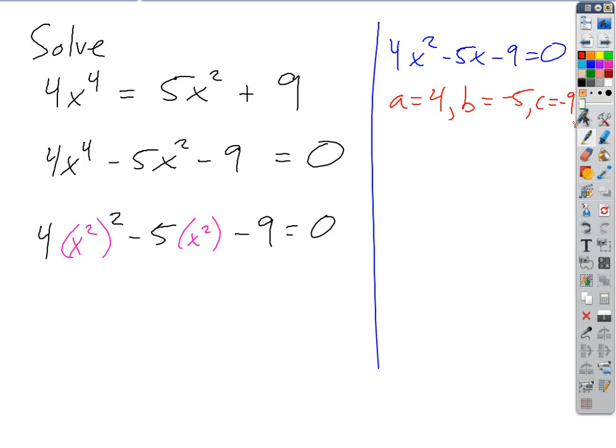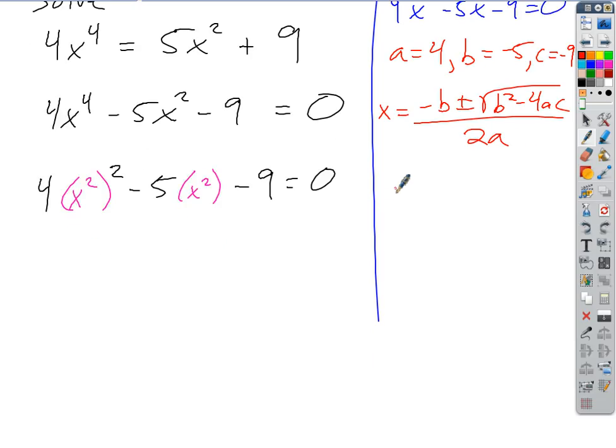So we could use our quadratic formula, right? x equals negative b plus or minus the square root of b squared minus 4ac. If we plug that stuff in, we get an answer. x equals -b, which would be +5, plus or minus the square root of b squared. We always square the positive instead of the negative. So we get 25 minus 4 times 4 times -9, so that's going to make the whole thing positive, and all over 2a, so 8.